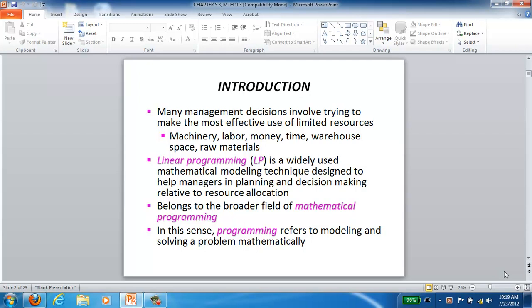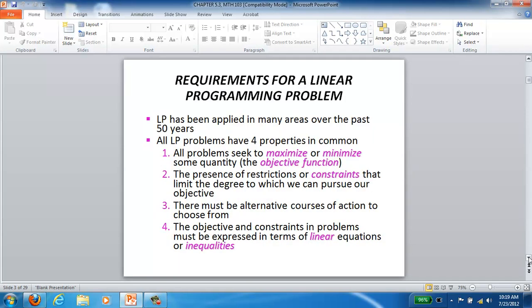It belongs to a broader field of mathematical programming. Programming refers to a modeling approach using systems of linear inequalities. Since we've already studied systems of linear inequalities, the algebra part of this should be just a review of a previous session.